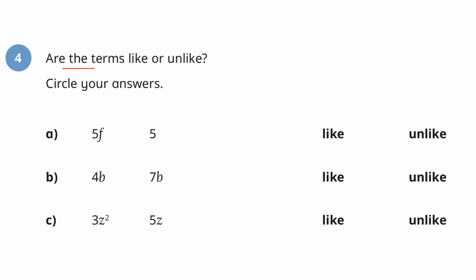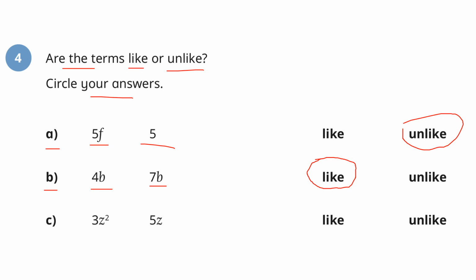Question number 4, are the terms like or unlike? Circle your answers. Part A, 5f and 5, they are unlike terms, because I cannot collect a term in f and a constant. Part B, 4b and 10b are what we call like terms. I can add them together and get 14b if they're both positive, or get minus 14b if they're both negative, and so on and so forth.